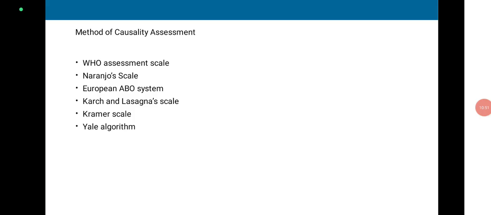Now we will see about the causality assessment methods. The most commonly used methods include the WHO scale and Naranjo scale. Other methods for causality assessment include the European ABO system, Karch and Lasagna scale, Yale algorithm, and Kramer scale.